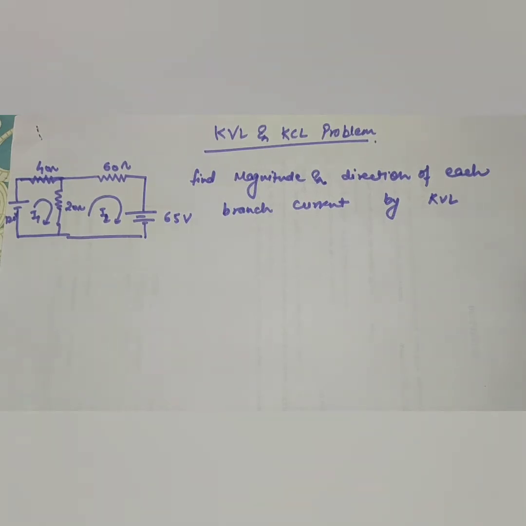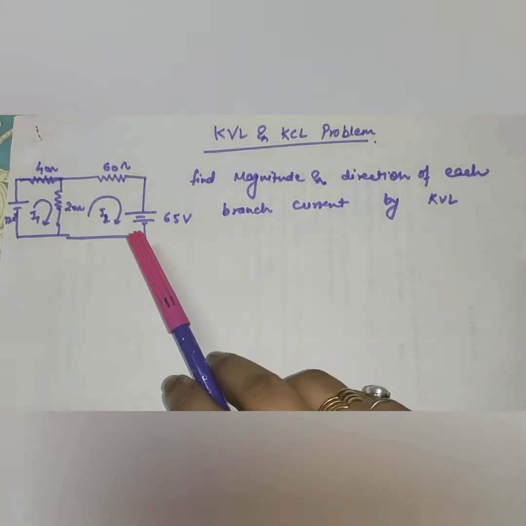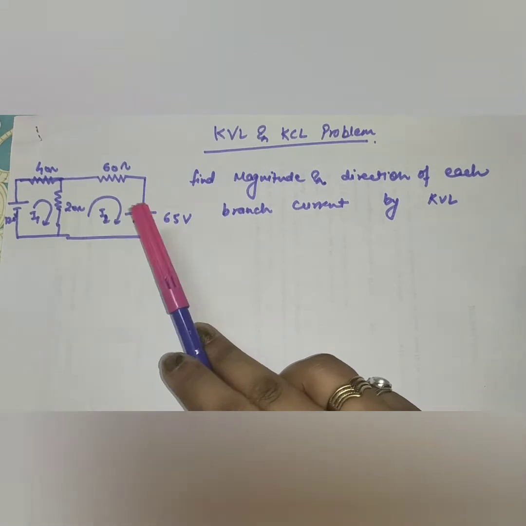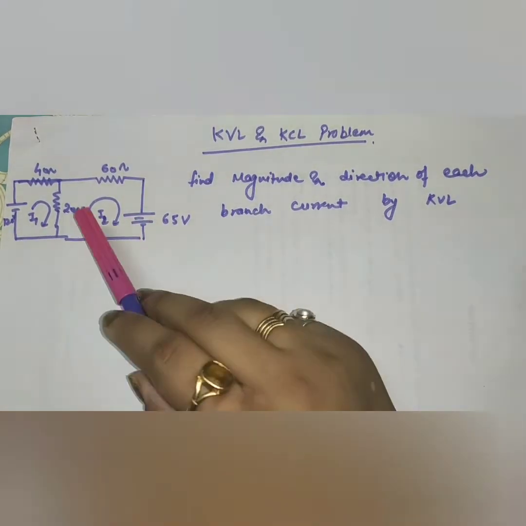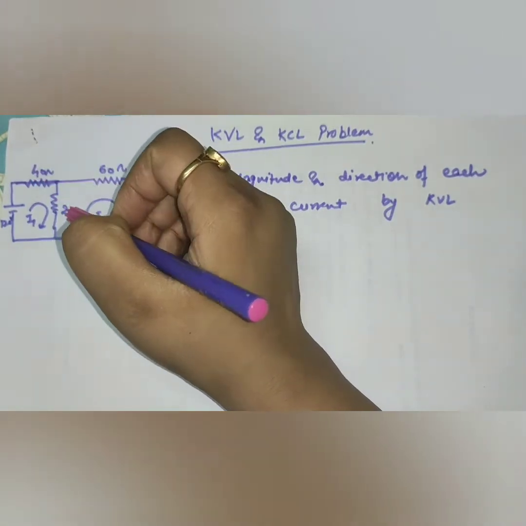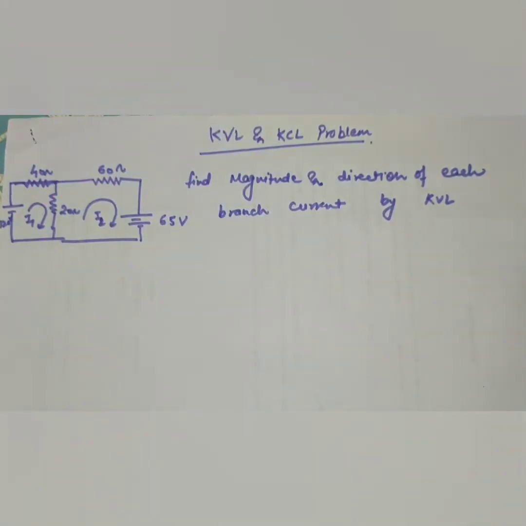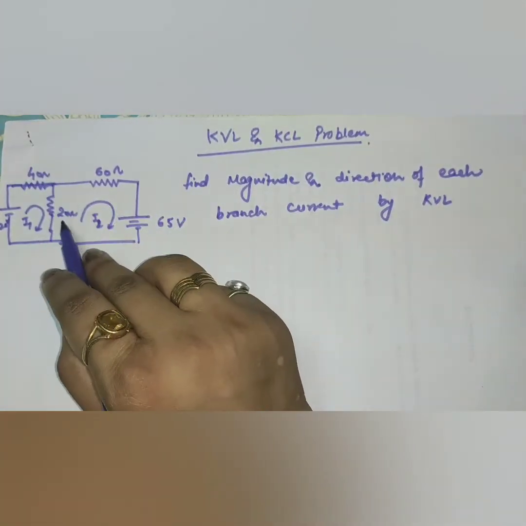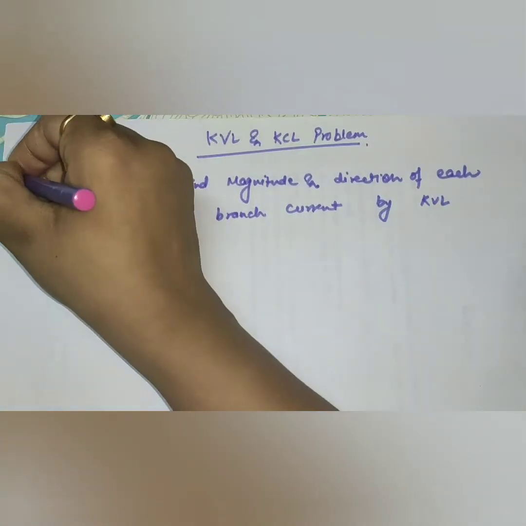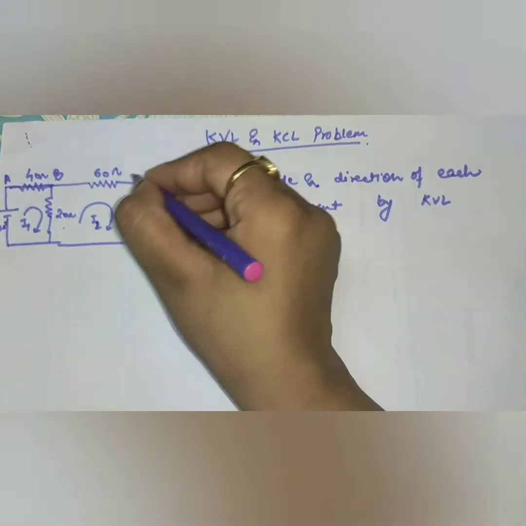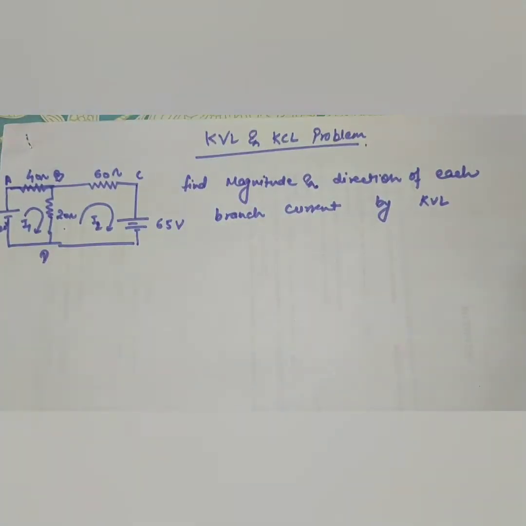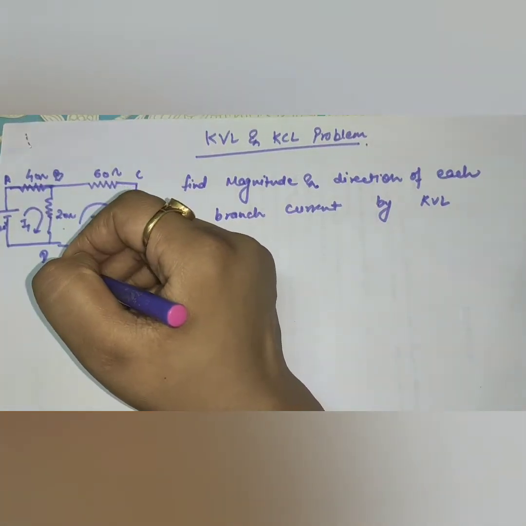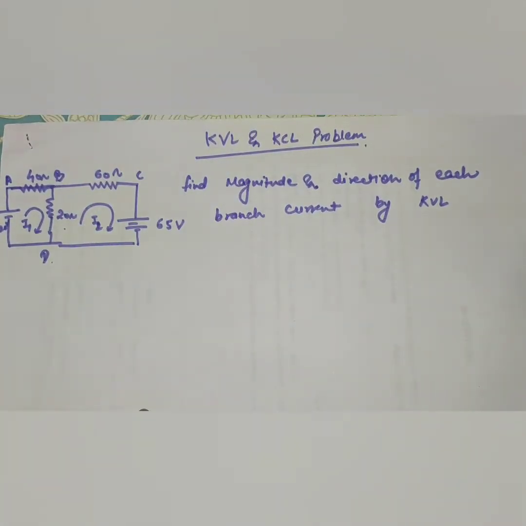For our first numerical, we have to find the magnitude and direction of each branch current. Here the branches are branch 1, branch 2 and branch 3. A branch is where an element is present. Let's mark the points A, B, C and D. AB is a branch, BD is a branch and BC is a branch. We have to find the branch current in all of them and then find the magnitude.